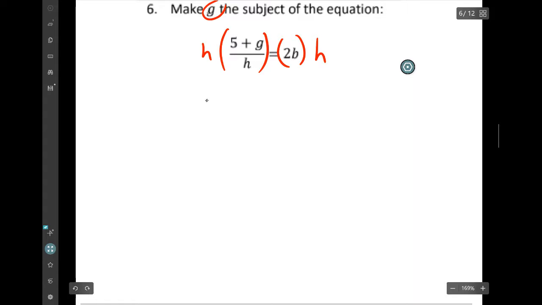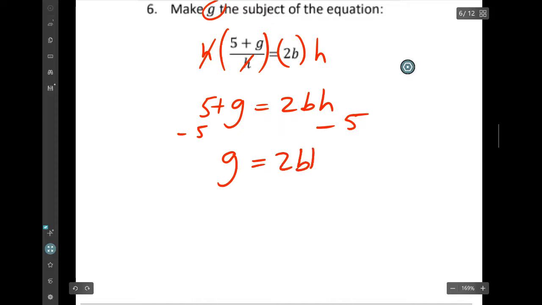So I now get 5 plus G is equal to 2BH because the H's cancel out. I now want to take away 5 from both sides. So I get G equals 2BH minus 5. And that's your final answer.